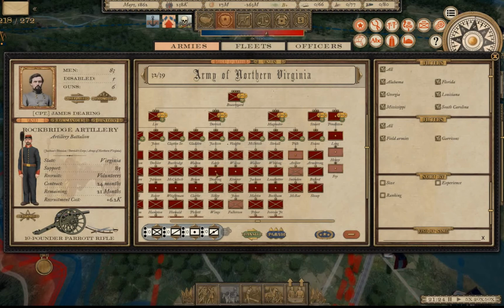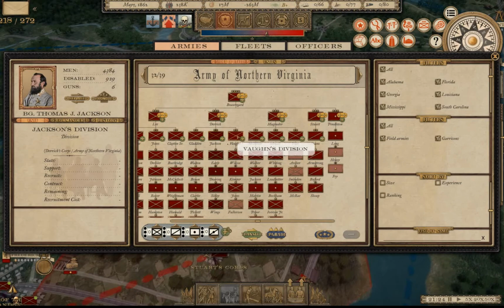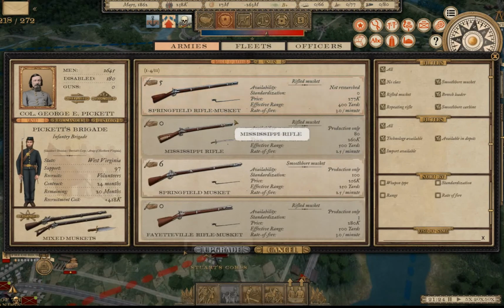Yeah, that's a little bit better, although you'd like longer range guns for the artillery reserve. I could try swapping them out with some of the division commands. We're not going to do that. We have some rifled muskets.